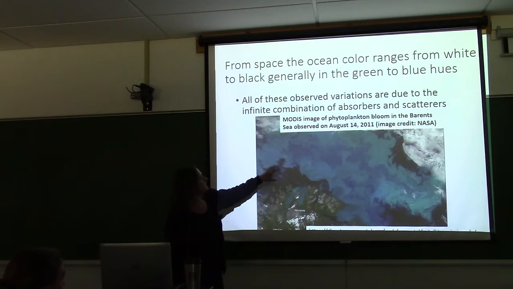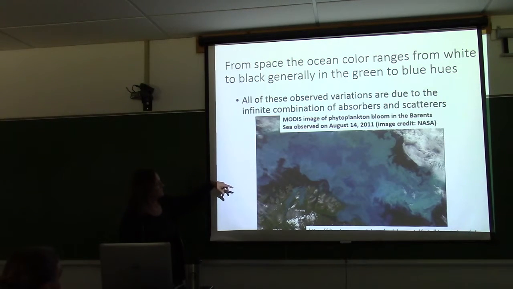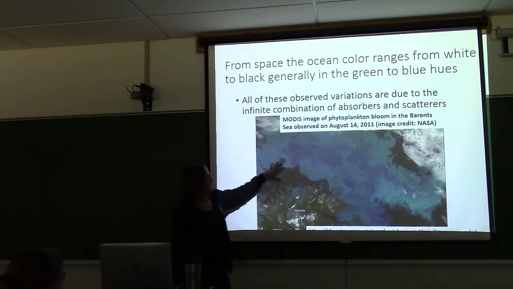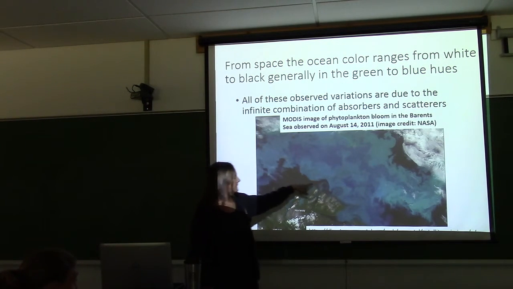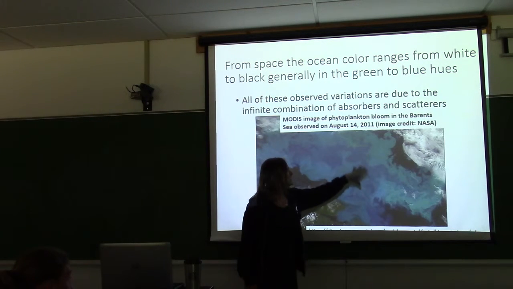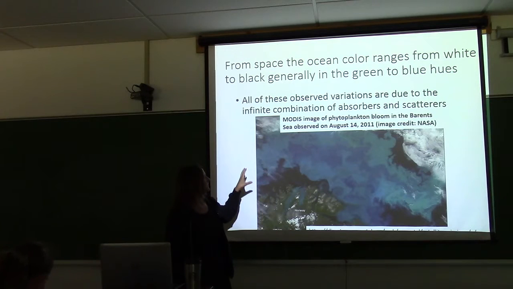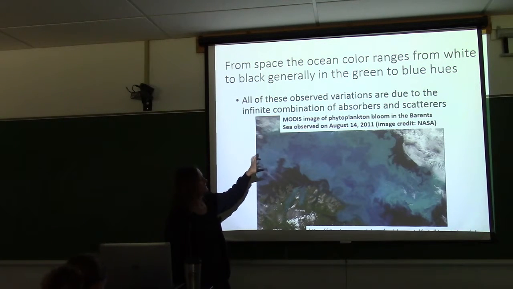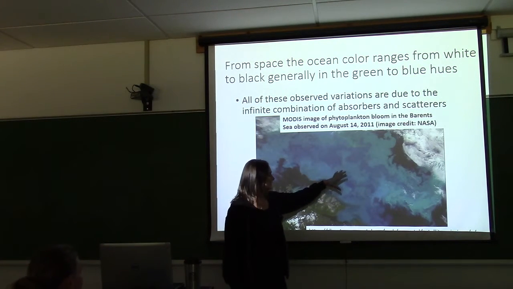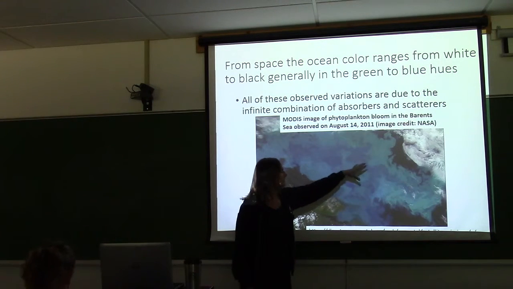So this is a MODIS image of a phytoplankton bloom in the Barents Sea. And hopefully you can see it on the screen. You'll be able to see it in the PowerPoint. But just the incredible array of colors and brightness and features. And to be able to look at this image and say something about the underlying ecology is really what we try to do based upon the color and the brightness.